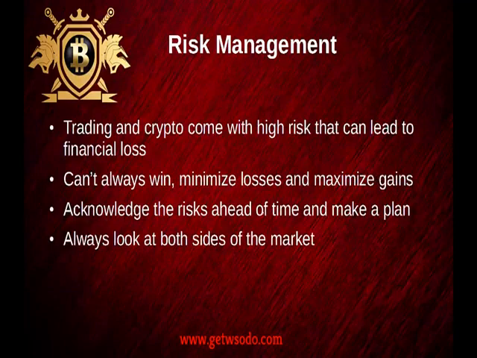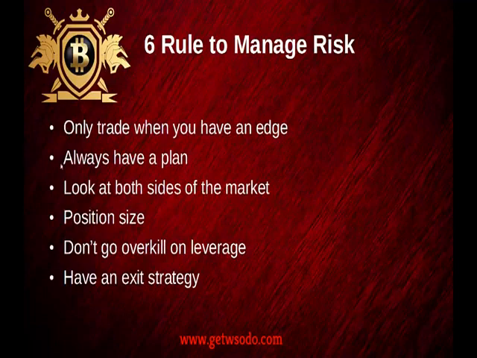One of the ways of doing that is to acknowledge the risks ahead of time and make a plan before executing on any trade. In order to make a solid plan and be objective, it's always important to look at both sides of the market so that you also understand the risks ahead of time. So here are 6 rules to manage risk.